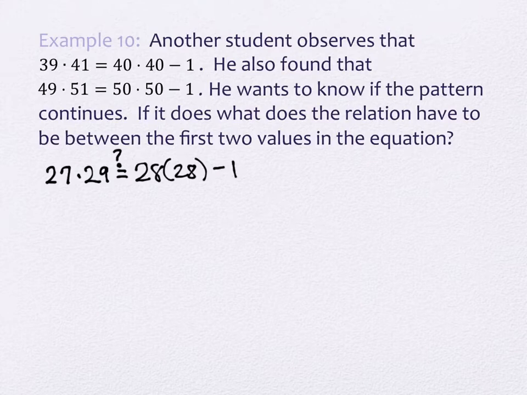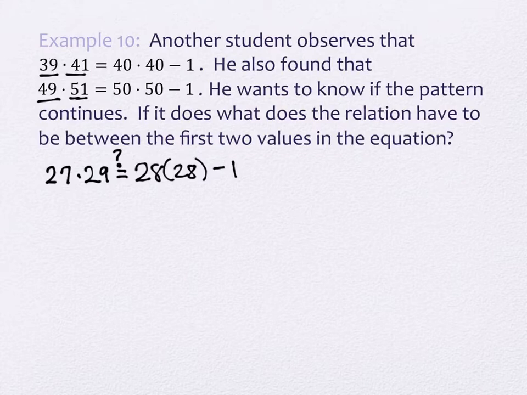They're both the next odd number apart. 39 and 41. 49 and 51. Yes, they're 2 apart, right? But then we just do 2 apart with this one. Yes. We're trying to see if the pattern continues. Oh, okay. Yes, we're trying to see if the pattern continues.